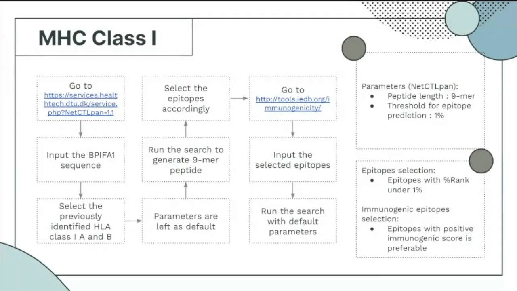After obtaining the HLA, we can now predict the epitopes which can bind to the cytotoxic T cell. For MHC class 1, the tool that we are using is NetCTLpan. The steps are shown on the slides. Important things to be noted are that the peptide length is set to 9 mer, and the threshold for selection is set to 1%. After identifying epitopes with percent rank of 1%, the epitopes are checked for their immunogenicity using IEDB. Epitopes with positive immunogenic score are preferred to be included in the vaccine construct.